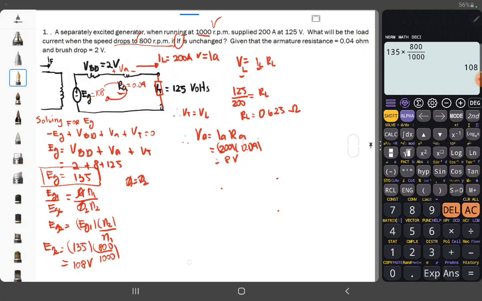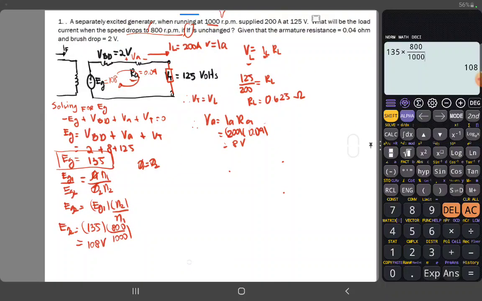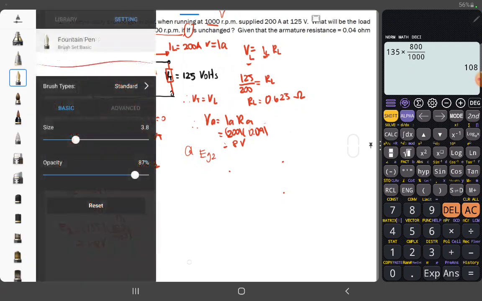Therefore the terminal voltage and the IL or the load current will change because of the significant drop of my EG. Now since EG drops, IL drops, so therefore our terminal voltage also drops, right? Now from here, if I would take another KCL, considering EG2, okay, so from here we would consider our 108 volts instead of 135 volts.